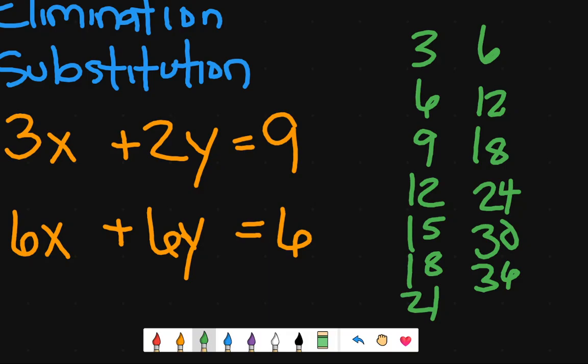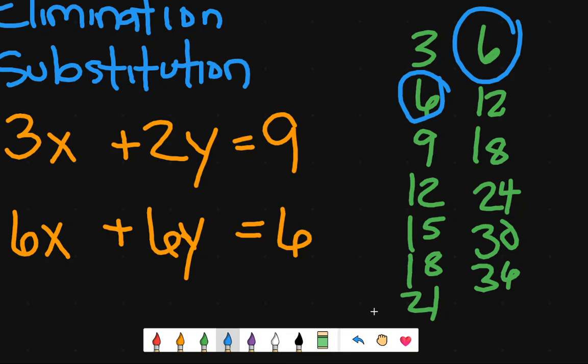Between those two lists of multiples of 3 and 6, you need to identify the least common multiple, because they have many multiples in common. But what is the smallest multiple that they have in common? Well, the smallest multiple that they have in common is 6. So that means that we must get a positive 6x and a negative 6x to solve for y, because we want to eliminate the x's.